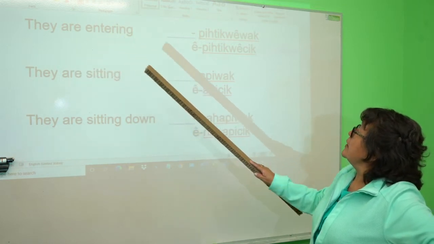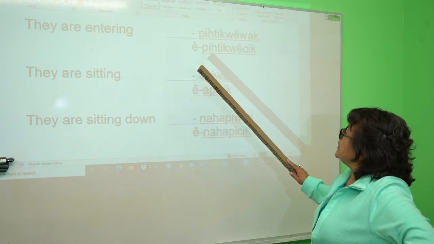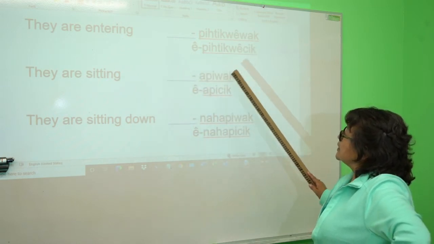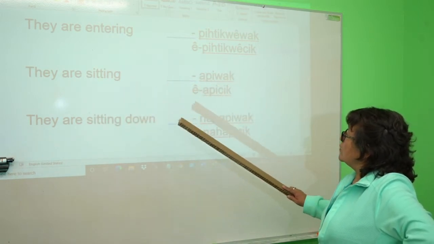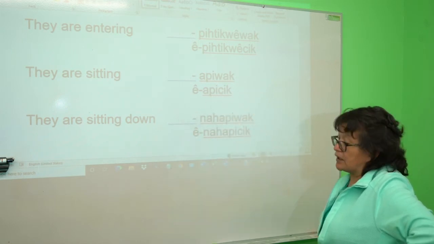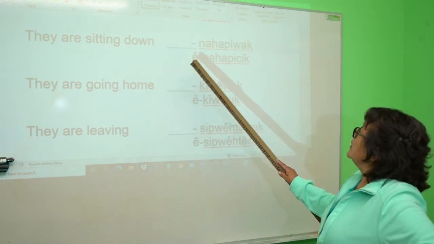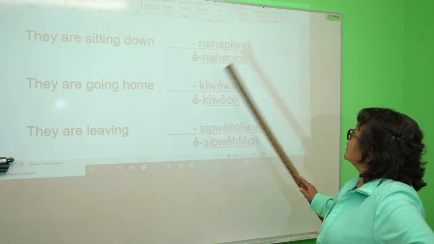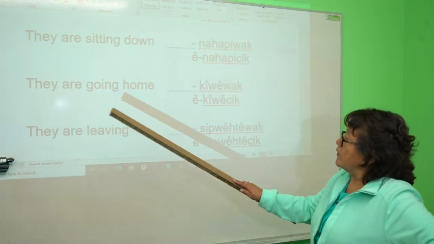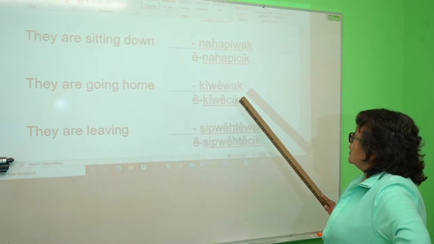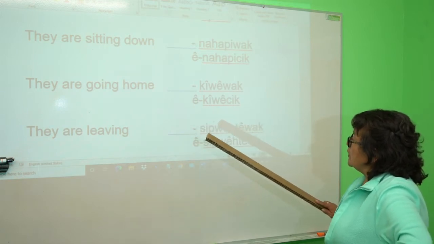They are entering. Pihtigwewak, or e pihtigwejik. They are sitting. Apiwak, or e apichik. They are sitting down. Nahapiwak, or in nahapichik. They are going home. Kiwewak, or e kiwechik.